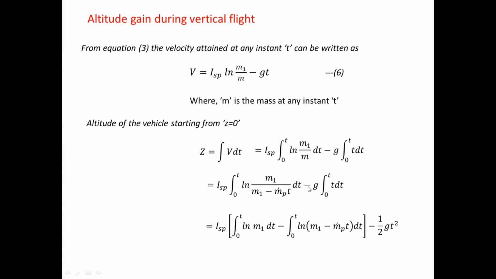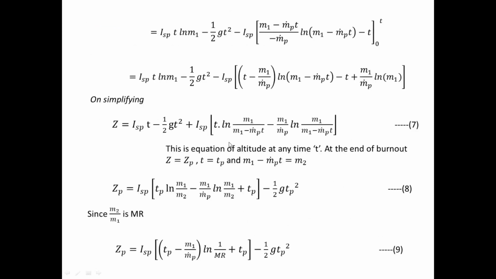That into dt, minus g into integral 0 to t of t. Again, this will be equal to Isp into integral 0 to t of ln m1, minus integral 0 to t of ln of (m1 minus m dot p t). So the ln of this ratio will be the difference in logarithms, and the integral of t will be equal to half g t square. So the first term will be Isp into, since this is constant, t into ln m1, minus the last term, half g t square.